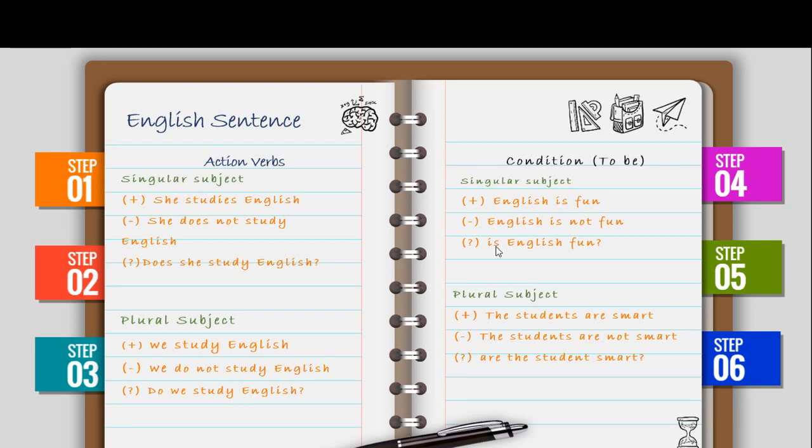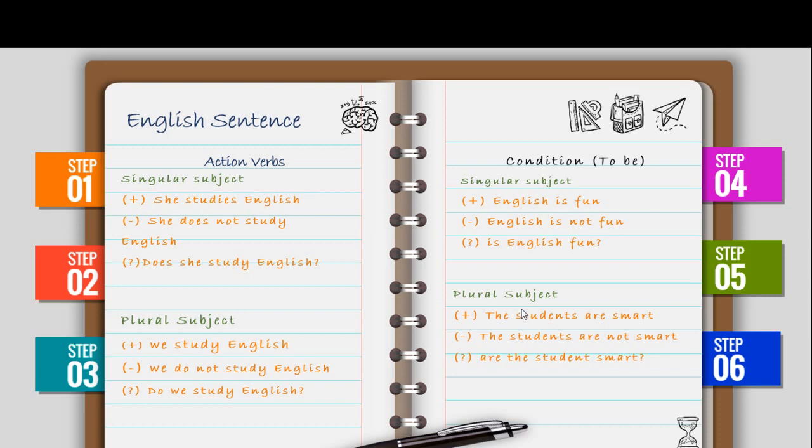I'll explain about the singular and plural verb in the next video, I think. When you want to make a question from this sentence, just move the to be to the front of the sentence, just like this. And it becomes, is English fun? So the to be will be in the front of the sentence, just before the subject itself.